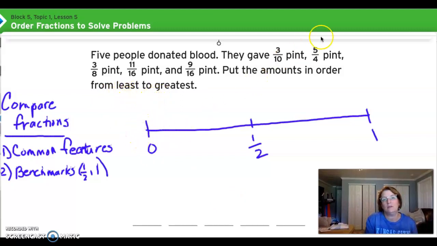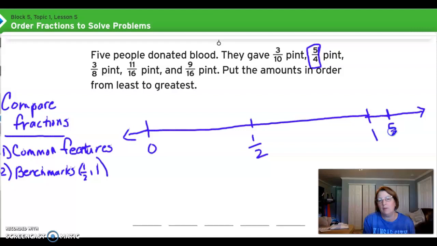Well, the first thing I notice is this fraction, 5/4, is an improper fraction. The numerator is larger than the denominator. So what I know about 5/4 is that it's greater than 1. So up here above 1, I'm going to put 5/4 on my number line. Okay, so we've used that one. Now I look at the rest, and I've got common numerators for 3/8 and 3/10, and I've got common denominators for 11/16 and 9/16. I'm going to start with those common denominators.